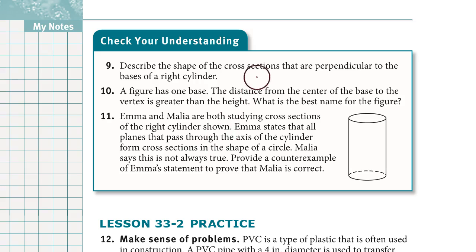Move to the check your understanding, number 9. Describe the shape of the cross-sections that are perpendicular to the bases of a right cylinder. Earlier we said that the cross-sections parallel to the bases are circles, but what if you slice the cylinder end to end? What shape would you create? The shape would be a rectangle.